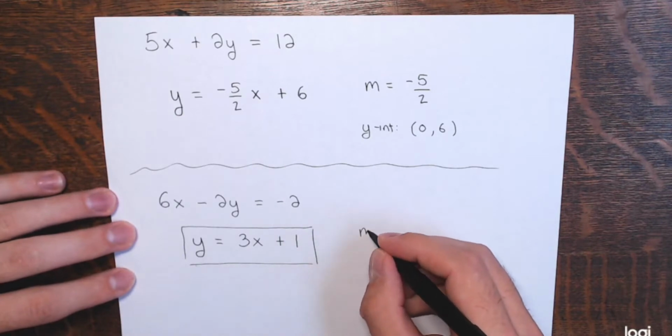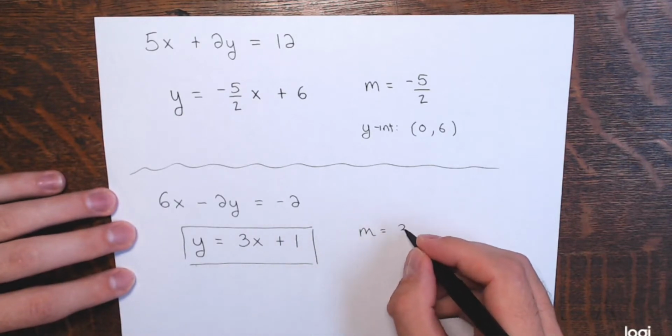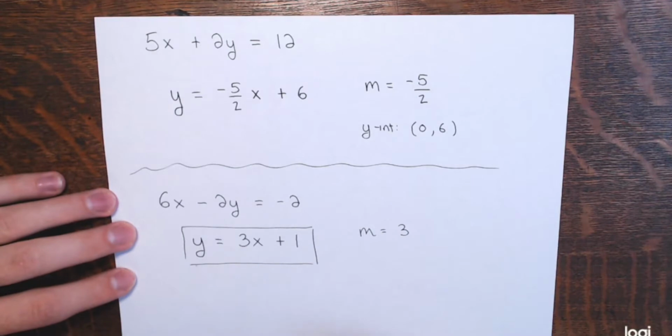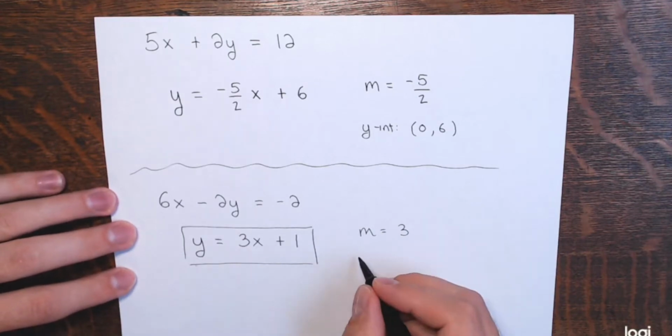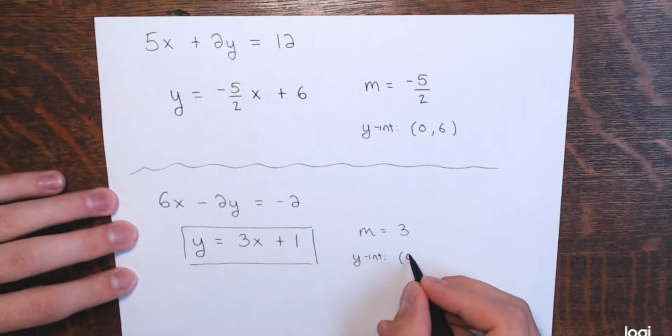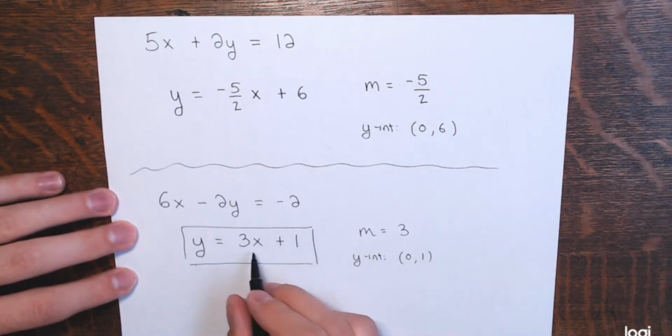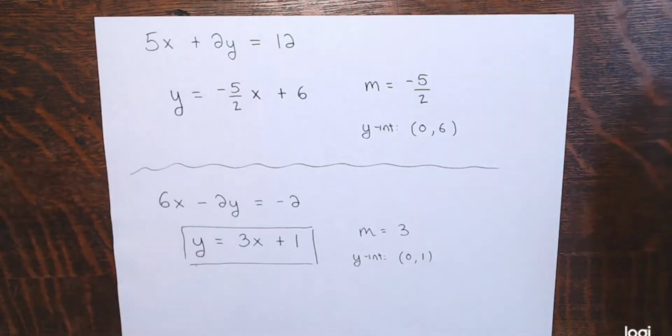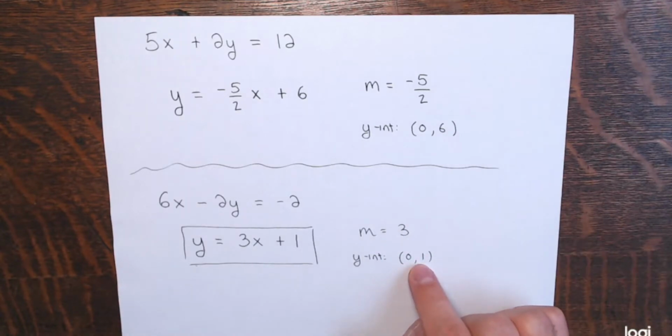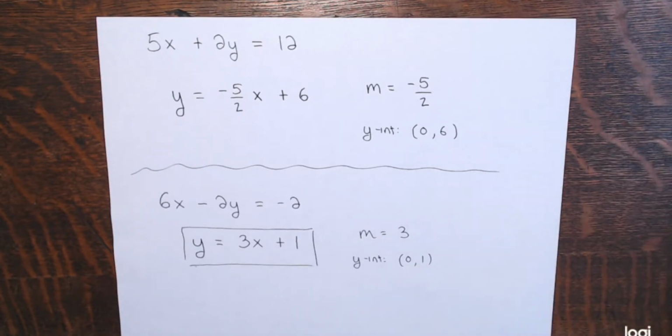So the slope is +3, or 3 over 1. And the y-intercept is the point 0, 1. Right? If x were 0, y would have to be 1. So I'll plot the point 0, 1, and then from there move up 3, right 1, right? Using the slope to find another solution.